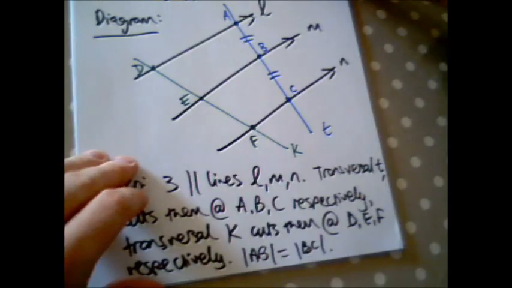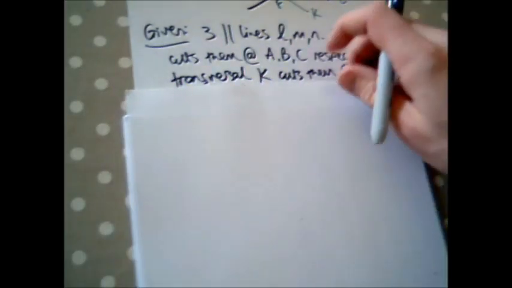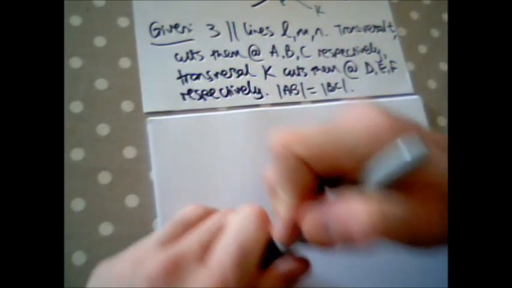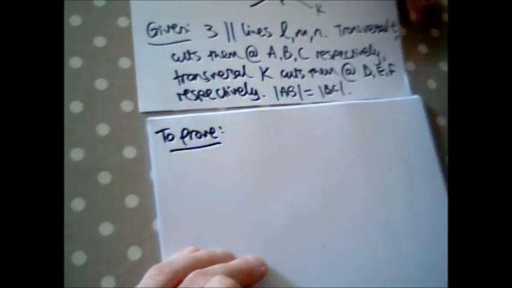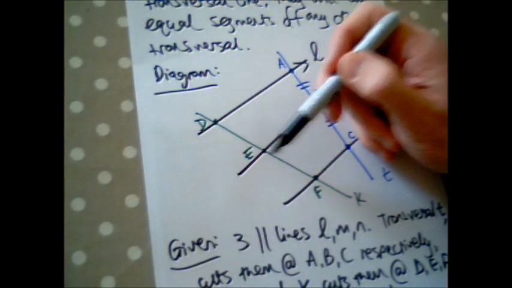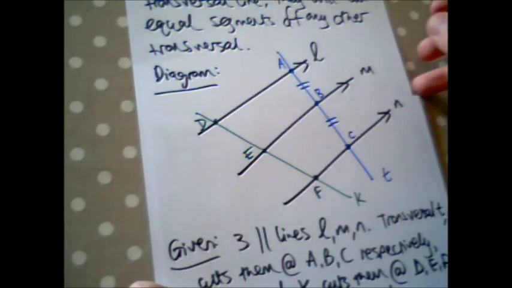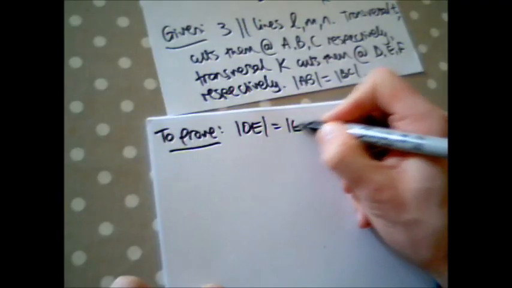So the next thing we have to do is write down what we'd like to prove. So to prove, come back to the picture, and everything always comes back to the picture. What we want to prove is that DE equals EF. So that's all we write down: to prove the distance DE equals the distance EF.